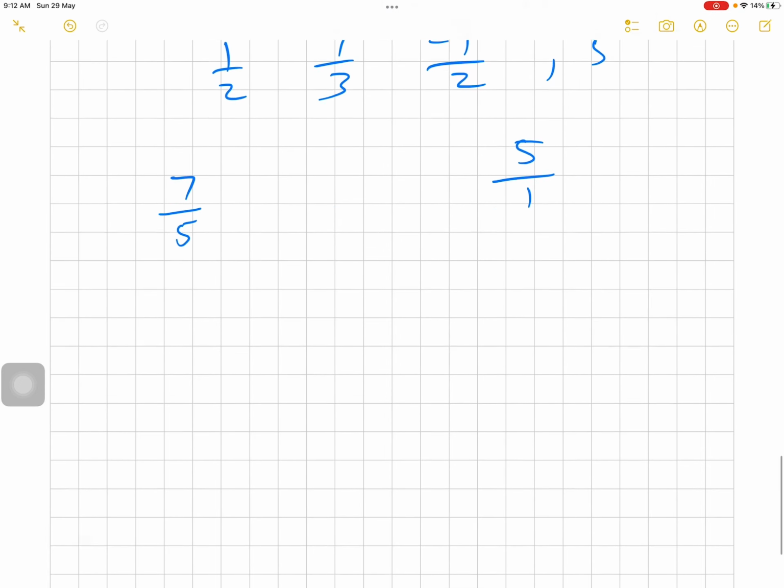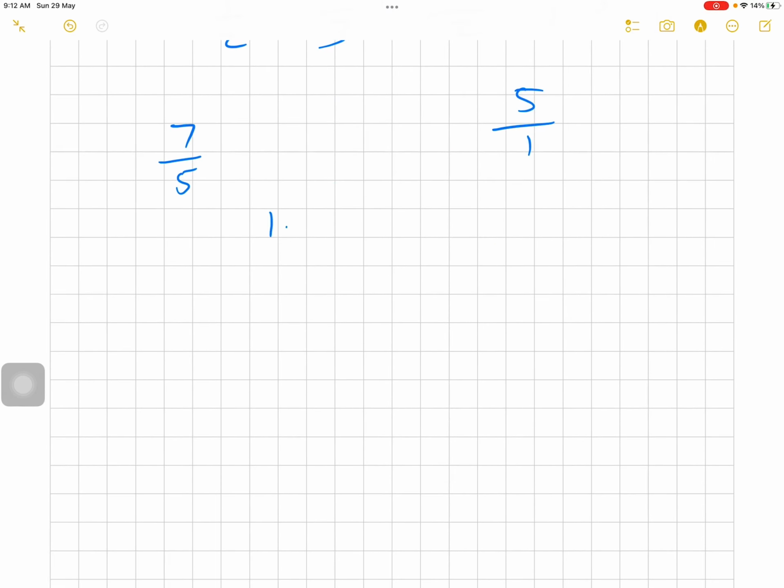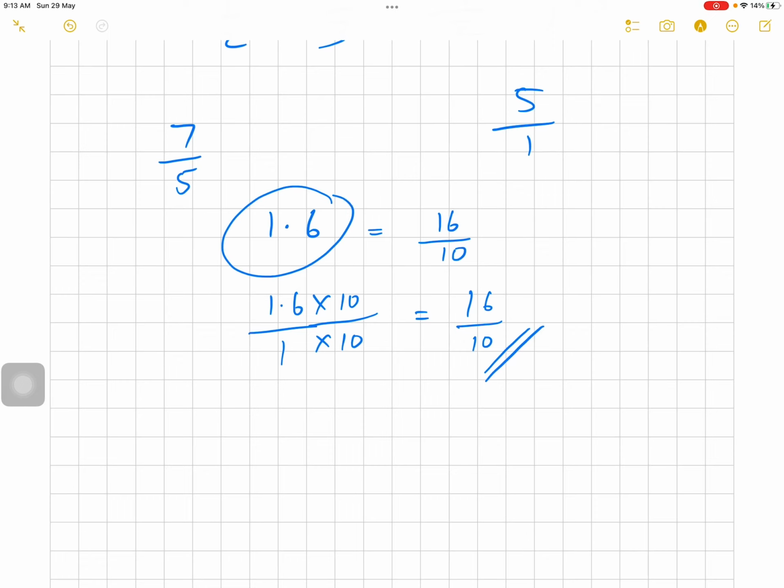Now, is 1.6 a rational number? Yes, it is a rational number, because 1.6 can be written as 16 by 10. How did I come to this? 1.6 is 1.6 divided by 1, right? Multiply both the numerator and denominator by 10. So this becomes 16 by 10. So 1.6 can be written as 16 by 10, so 1.6 is also a rational number.